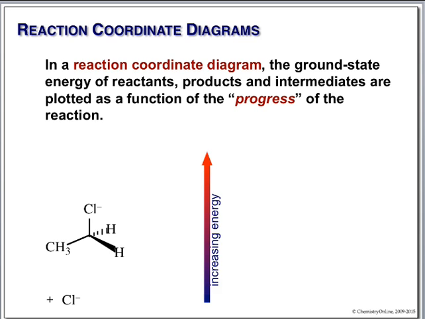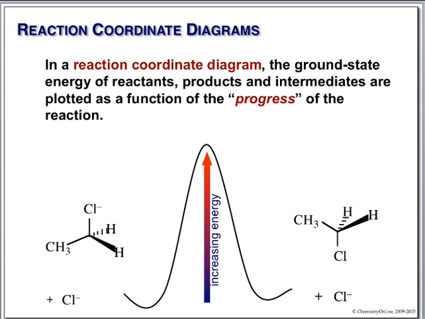We're going to plot on a relative scale energy going up. We're going to start here at the energetic ground state of our reactants. It'll wind up at the energetic ground state of our products. Now these are the same, so they're at the same energy.